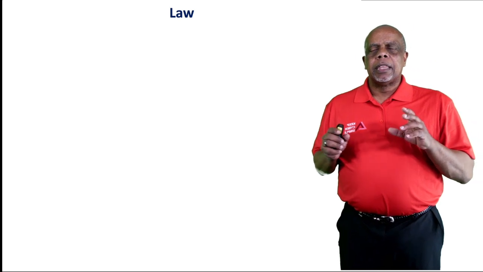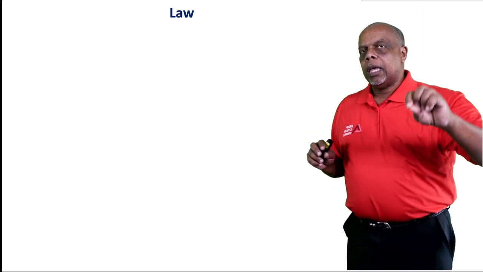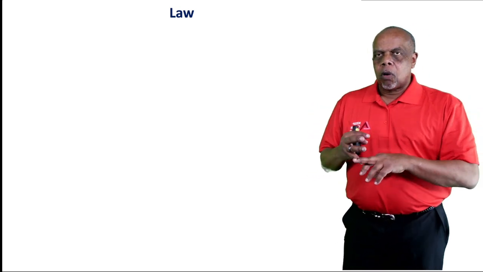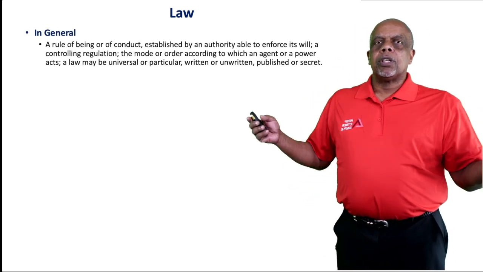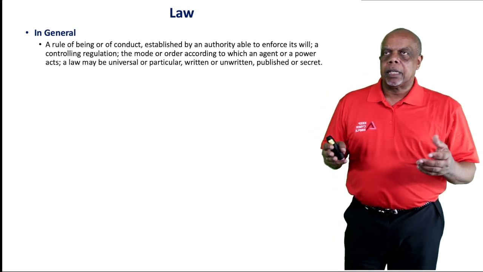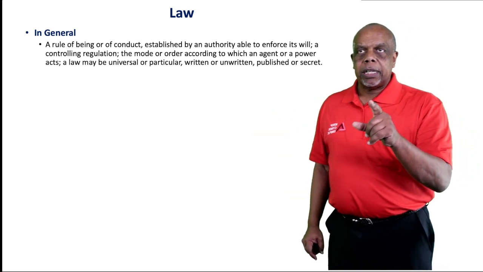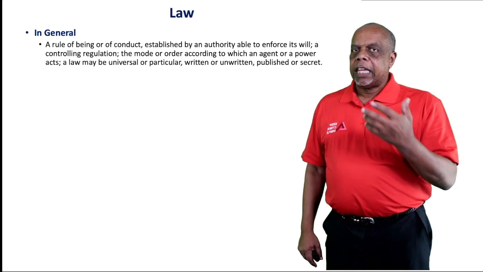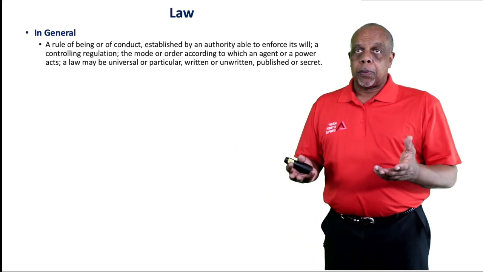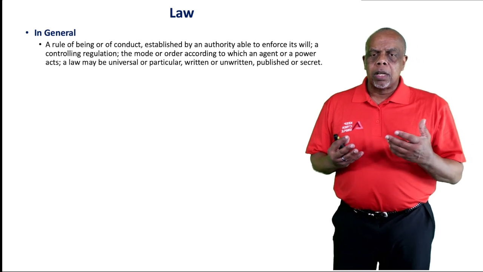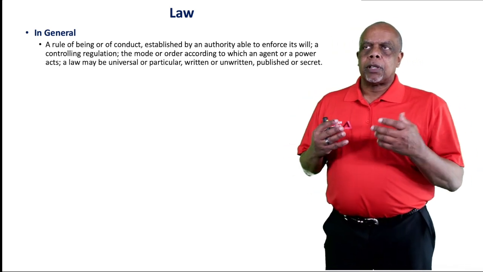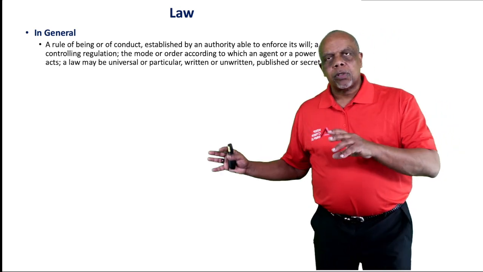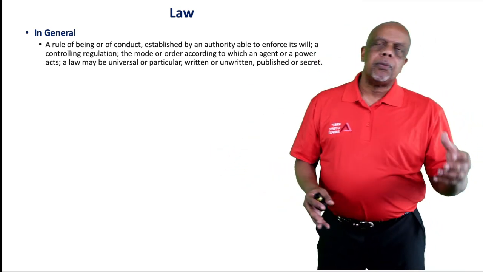So when we think about those two, now we look at law, okay? Because these three things work together, but they're not the same: ethics, morals, and law. Now, law in general is a rule of being or conduct, established by an authority able to enforce its will. Meaning I can come up with any type of law, but if I can't enforce it, that law isn't as good as the paper it's written on. A law can also be some type of controlling regulation. So when you think about laws, they can be universal, particular, written, unwritten, published, secret.